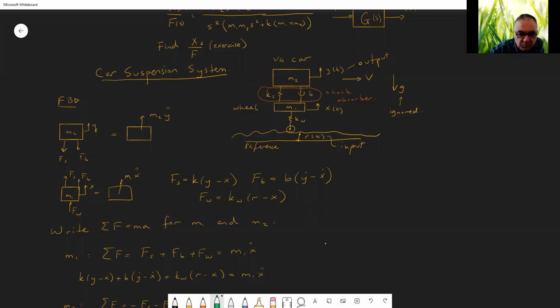Whereas, for example, if you have an inverted pendulum like this one, if you disturb this pendulum, it is going to fall down, okay? This is unstable.